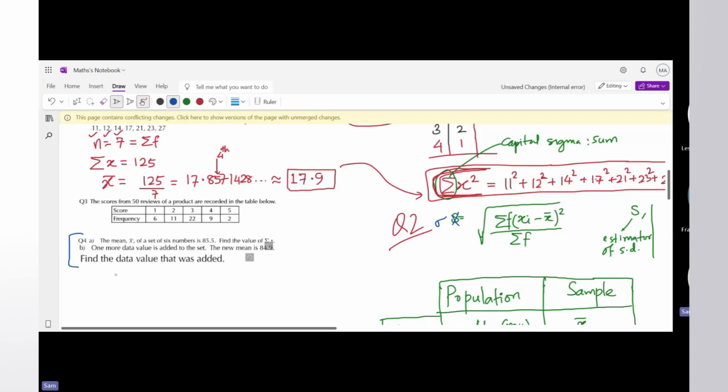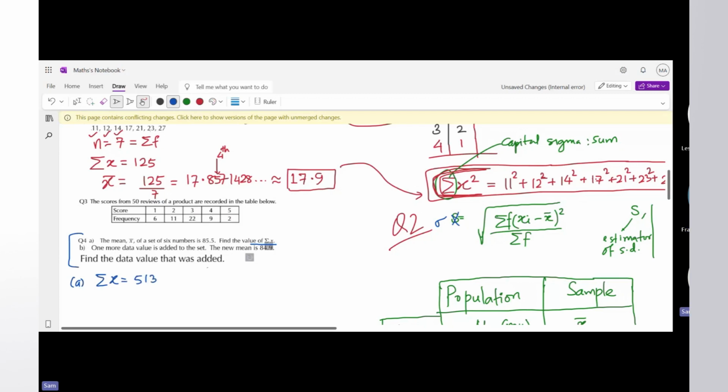What is the answer to part A? 85.5. No, the answer to part A. They're not asking you what is the mean. They're asking you to find the value of sigma x. Oh, so it should be 100. First question, A should be 113. Oh, 513. 513, right. So A part is sigma x. So that is 513. Okay.